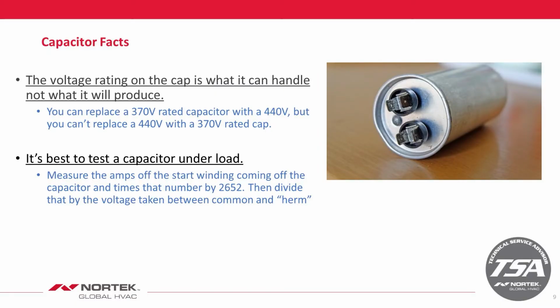Third thing is that the voltage rating on the cap is what it can handle and not what it will produce. Meaning, you can replace a 370 volt rated capacitor with a 440 volt, but you can't replace a 440 volt with a 370 rated capacitor.